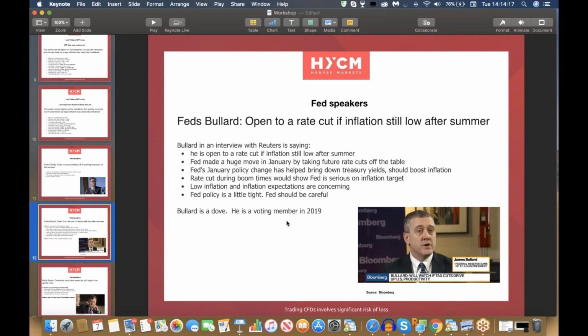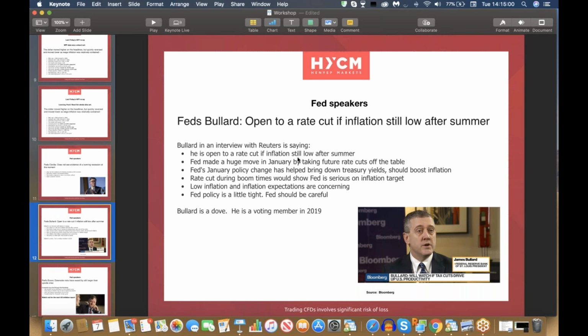We had Fed's Bullard, James Bullard, in an interview with Reuters. He was saying that he is open to a rate cut if inflation is still low after the summer. This is important. It was low inflation going into the Federal Reserve meeting that was making people think that potentially the Fed could turn to a more dovish tilt. Didn't happen. What the Fed had been saying is that the slowdown in inflation is temporary, it's transitory, it's passing. But Bullard says he's open to a rate cut if inflation is still low.